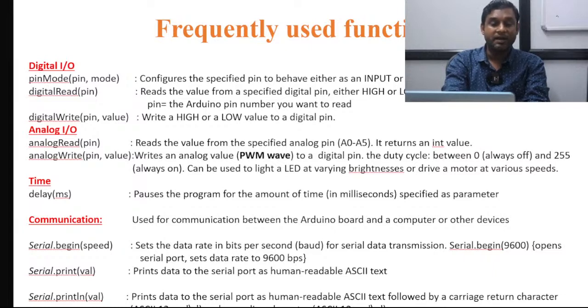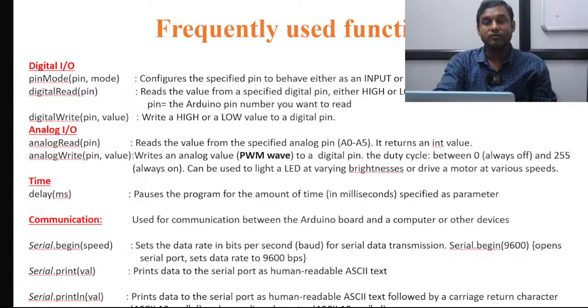Then Serial.print means we need to print some value on the serial port in human readable form. Suppose I write Serial.print(35), it will show the value 35. Suppose I want to write some characters, I have to write them in double quotes: Serial.print("hello world"). Similarly, you can write Serial.println. Serial.println will show the value the same as Serial.print, but the output will go to the next line.